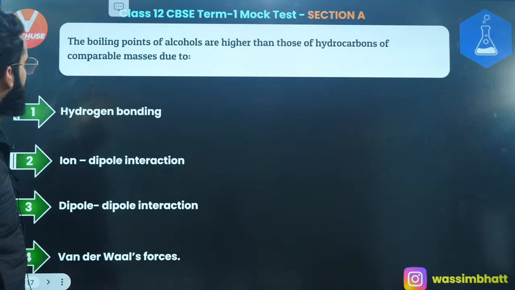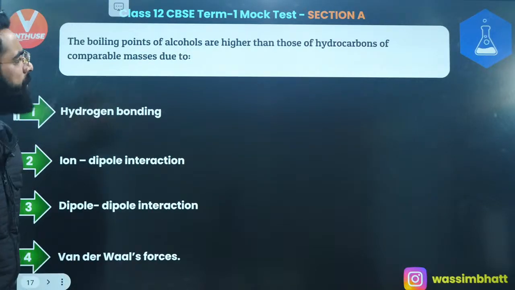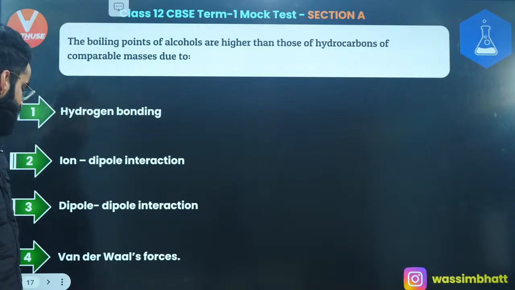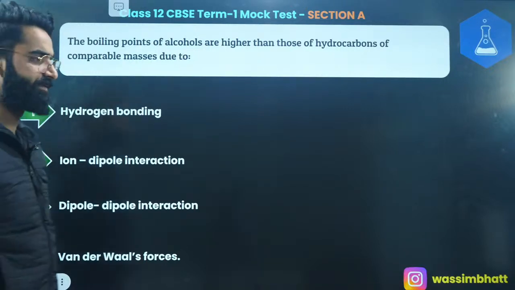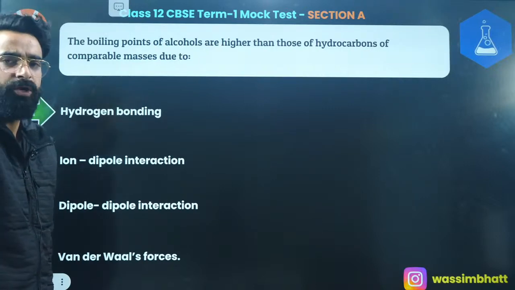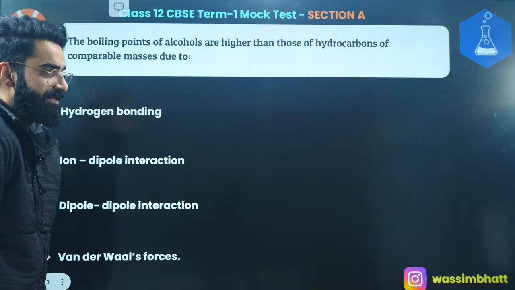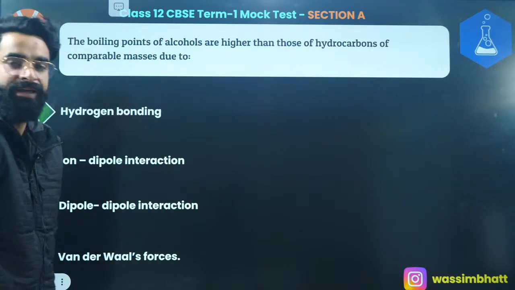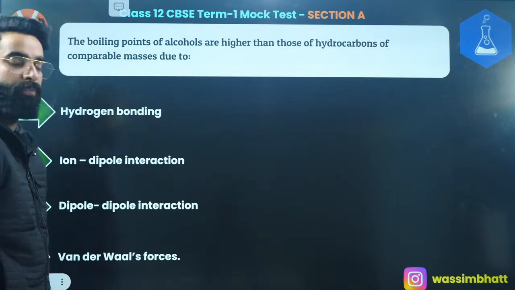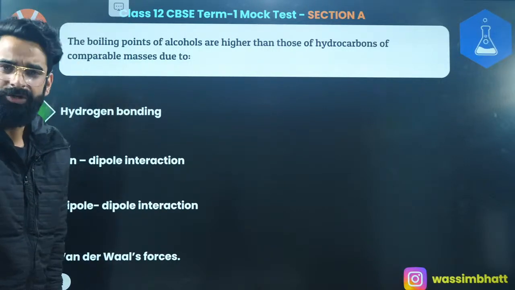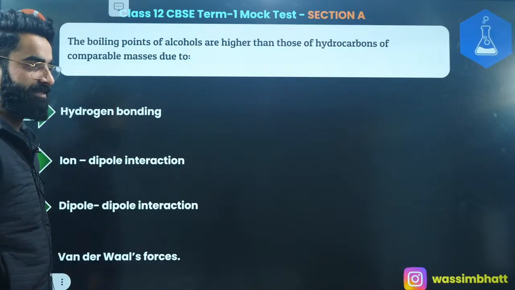Wonderful. The boiling points of alcohols are higher than that of hydrocarbons of comparable masses. Due to what? Due to hydrogen bonding, due to ion-dipole interaction, due to dipole-dipole interaction, due to van der Waals forces. What is going to be the answer of this one? Why are the boiling points of alcohols higher than that of hydrocarbons having comparable masses? Because in alcohols, I must say hydrogen bonding is present, due to which its boiling point will be definitely more than that of the hydrocarbons with comparable masses, right?